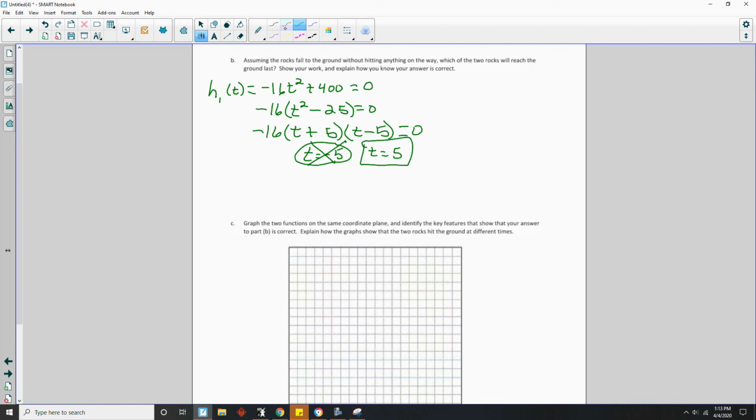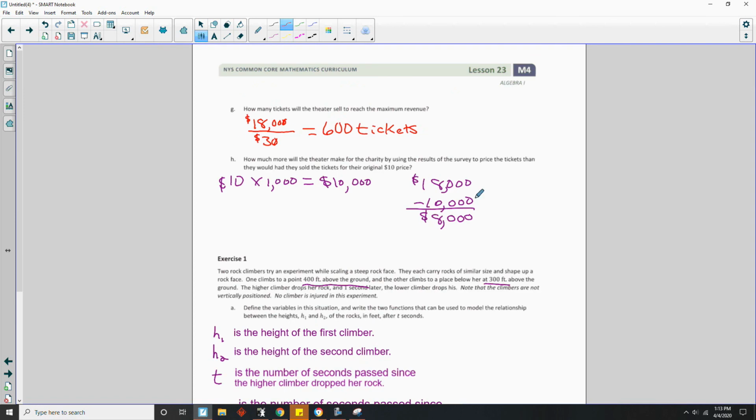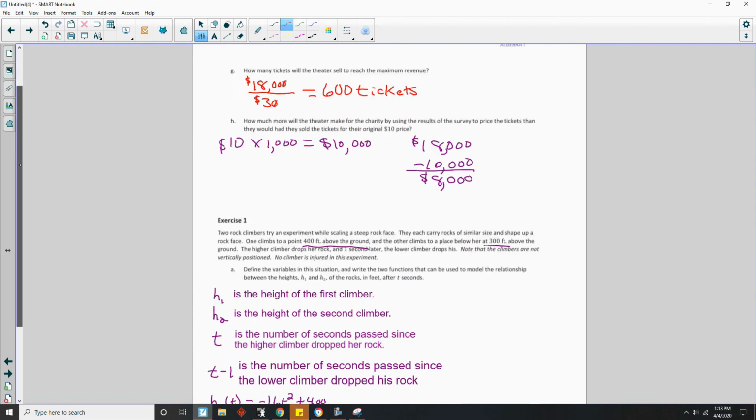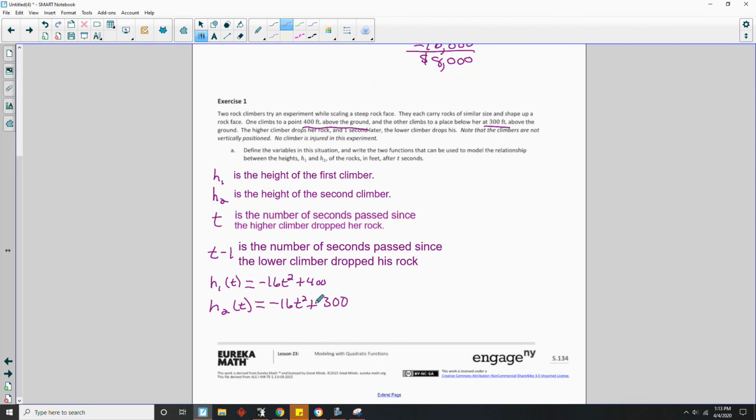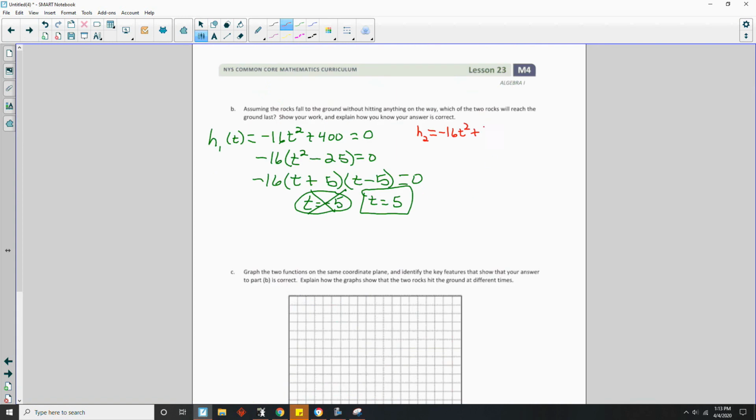Now I'm going to do the same for H sub 2. H sub 2 equals negative 16T squared plus, okay, let me go back, 300. And set that equal to 0. Okay, so I factor out a negative 16.